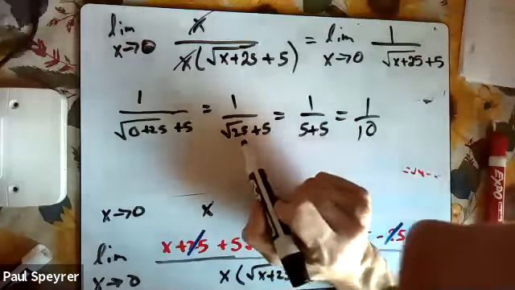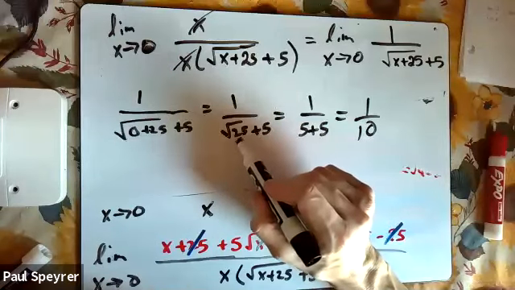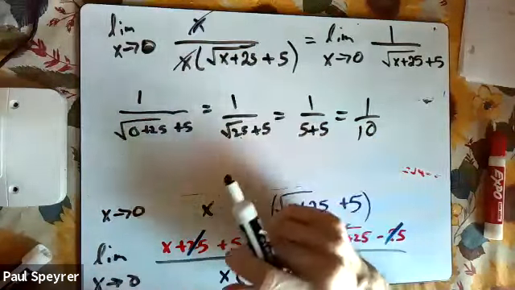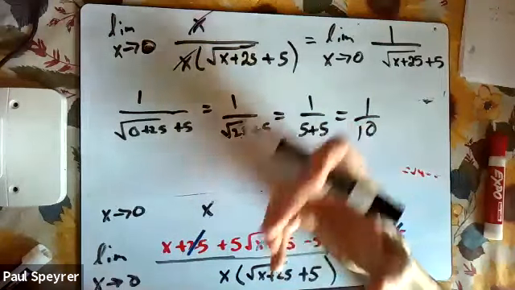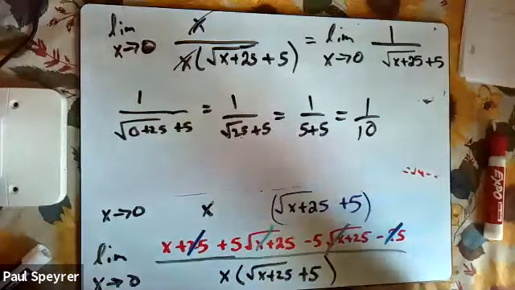Even if this root wasn't a perfect square, right? Like what if it was the square root of, say, 11 plus 5? Then your answer is just 1 over the square root of 11 plus 5, right? You would want to leave it in an exact form unless the directions specifically say convert to decimal, which they won't. They'll want to keep it in the fraction form.